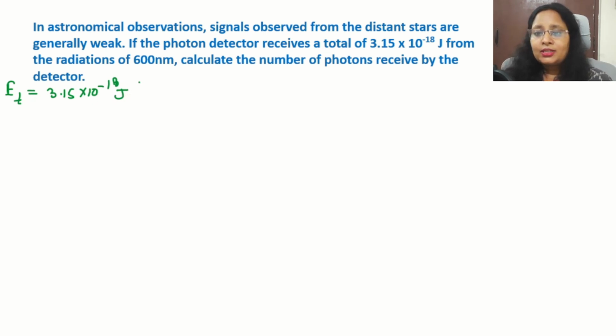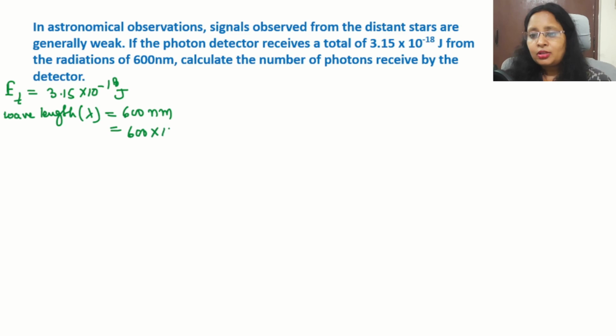Now, the next thing they gave is the wavelength, denoted by lambda. Its value is given as 600 nanometer, which we can write as 600 × 10^-9 meter. Now, these two things are given. They need us to calculate the number of photons.